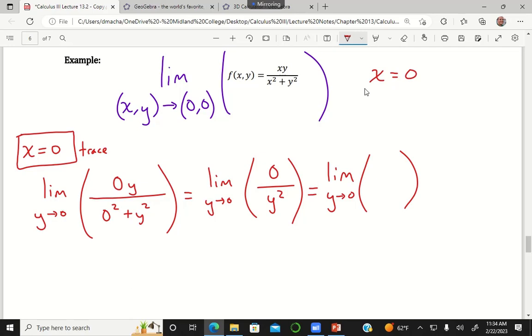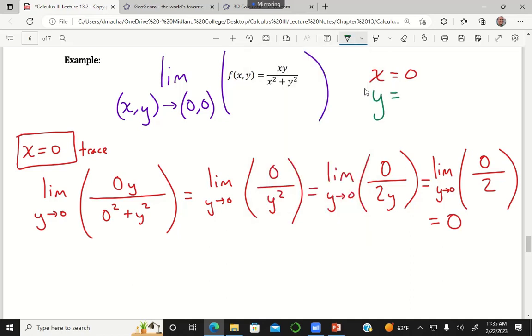So the derivative of 0 is 0. The derivative of y squared is 2y. Okay. It's still an indeterminate form, so I can apply L'Hopital's rule a second time. And applying L'Hopital's rule a second time gives me 0 over 2. So this limit is 0. Okay. Very good.